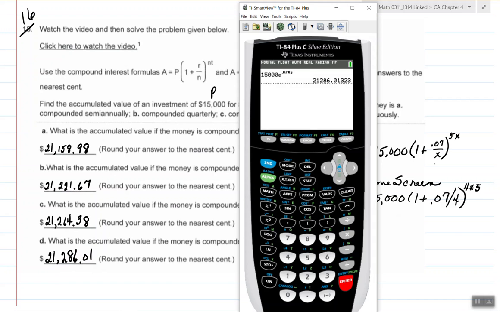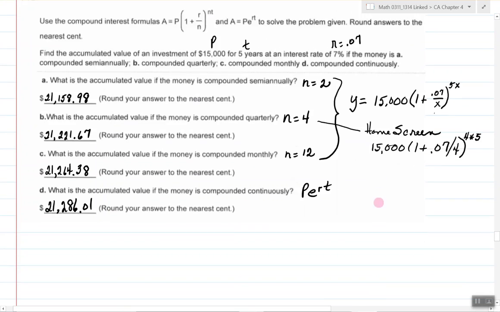Here it is again. And I can see, as long as everything else stayed the same, compounded. This one is compounded twice a year, 4 times a year, 12 times a year, and then continuously. And you can see the future value growing. It could all be done on the home screen, or you could have done those first 3 in the y equals. If you feel more comfortable doing it on the home screen, that's what you should do. All right, next problem.